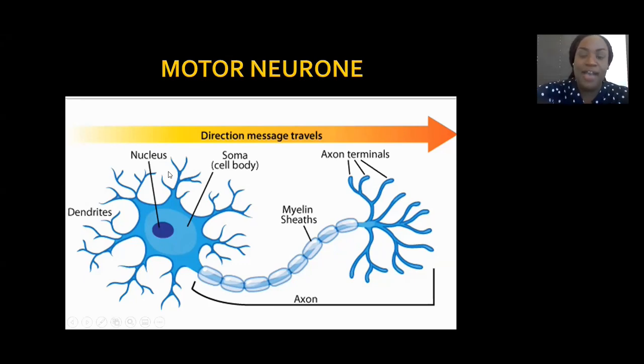And at the other end of this cell, you're going to see the same axon terminals. These are where the juncture or the space meets another adjacent neuron. So this is how they're going to be attached: axon terminal to dendrite cell, axon terminal to dendrite cell, and so on.